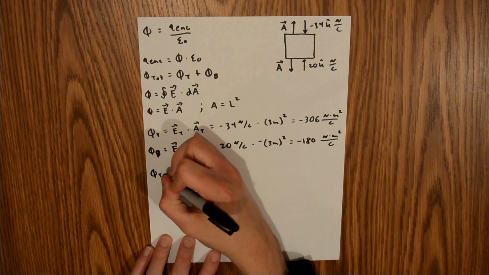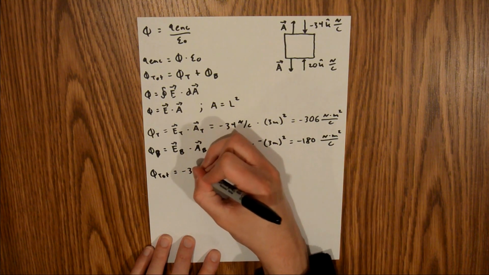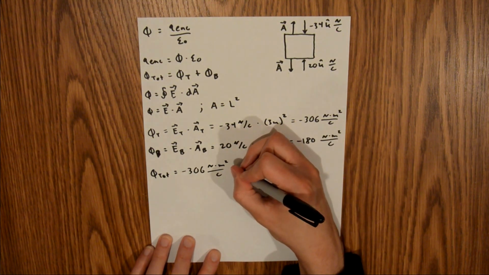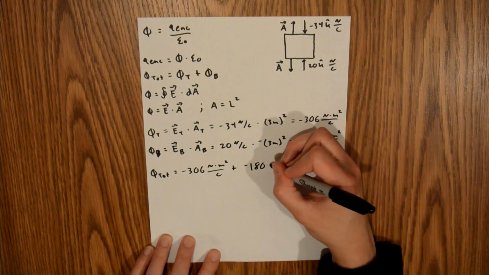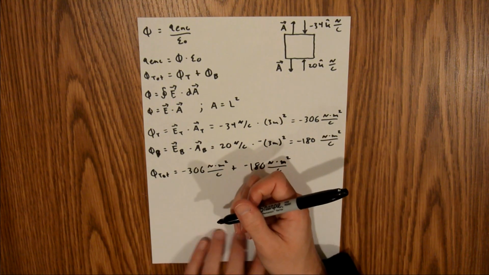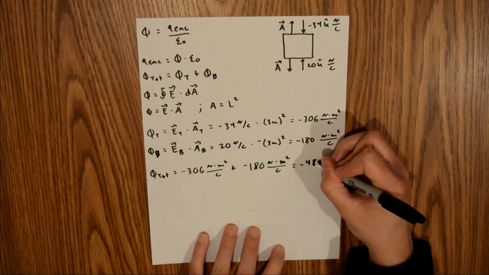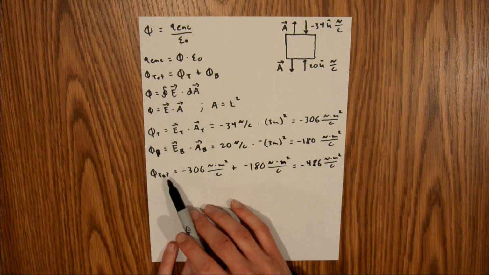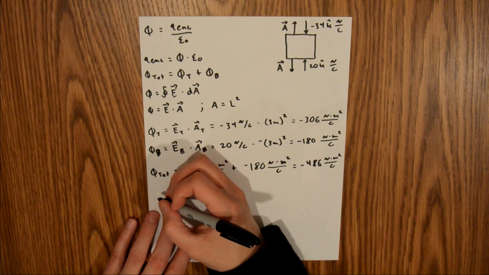The total flux is equal to the flux at the top, negative 306 newtons times meters squared per coulomb, plus the flux at the bottom, which we found to be negative 180 newtons times meters squared per coulomb. If you plug that into your calculator, you will find that this is equal to negative 486 newtons times meters squared per coulomb. Now we have our total flux that we can plug into this equation, so we can find our net charge contained within the cube.